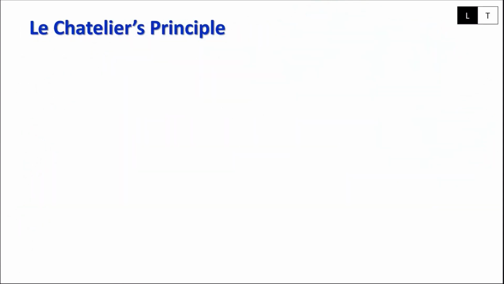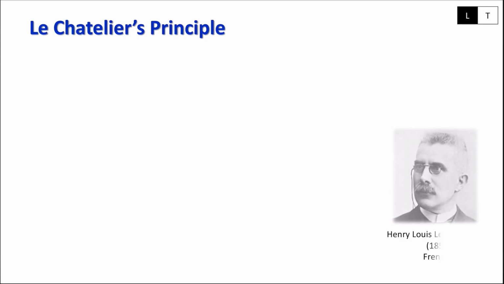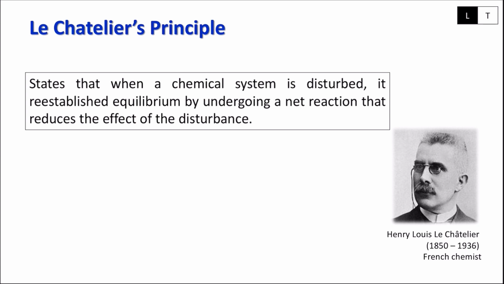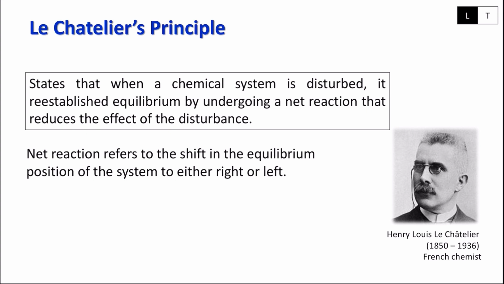Now, first thing first, let's understand what is Le Chatelier's principle. This principle is based on this guy, Henry Louis Le Chatelier. He states that when a chemical system is disturbed, it will re-establish the equilibrium by undergoing a net reaction that reduces the effect of the disturbance. The net reaction is referring to the shift in the equilibrium position of a system, whether the equilibrium position shifts to the right or shifts to the left.